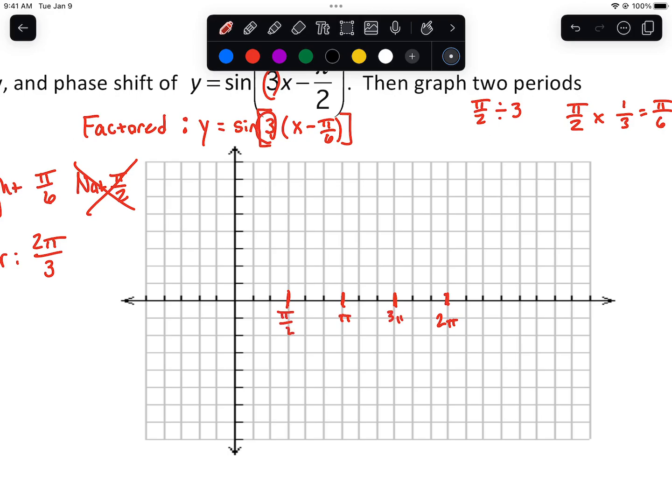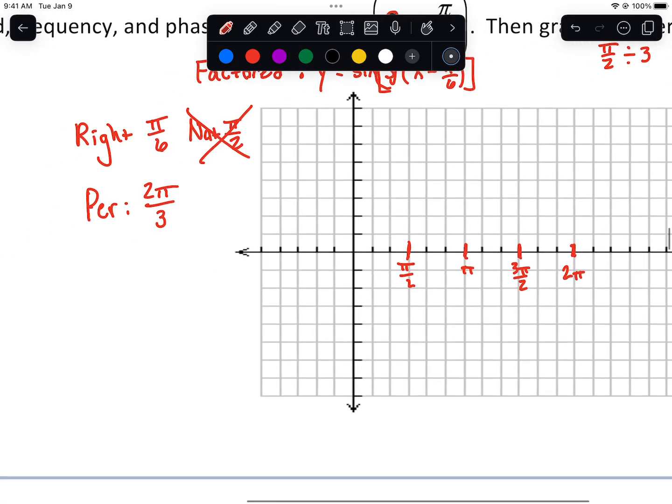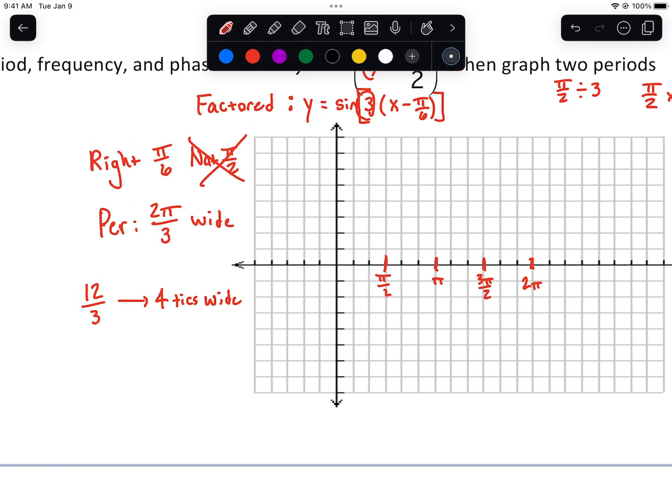Just like that. And then I think about this here. If I take 12 tick marks and divide by 3, that means 2 pi over 3 is 4 ticks wide, based off of the scale that I'm choosing. And this helps me line everything up well enough here. So it's 4 ticks wide, but you've got a phase shift here.